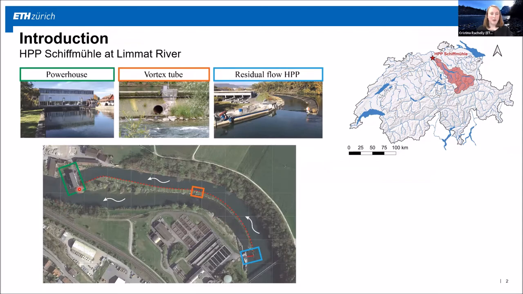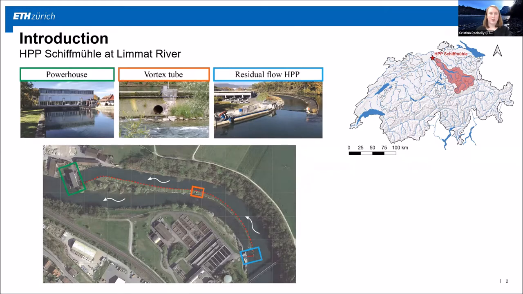We have a main powerhouse here in green, and in blue, a residual flow hydropower plant that Armin talked about yesterday. We have a 400 meter long side weir that is overflown when the discharge is really high. And in the middle here is the vortex tube. The vortex tube was constructed in 2003, and the aim was to divert bedload that is entrained into the headwater channel to the residual flow reach.